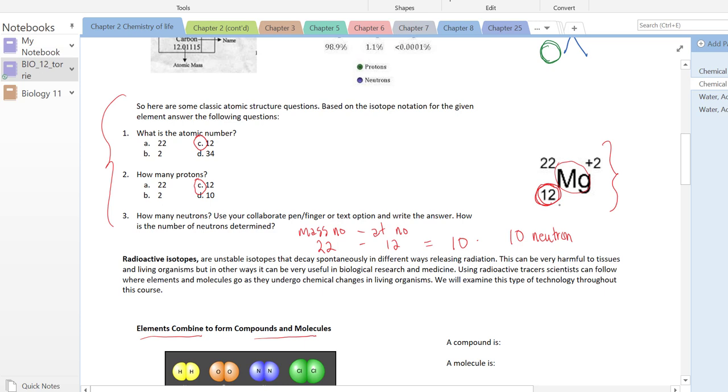Mg stands for magnesium. Now, going a little bit further, we've got this charge of +2. So I'm going to pause the video again and see if you can work out how many electrons this magnesium must have.